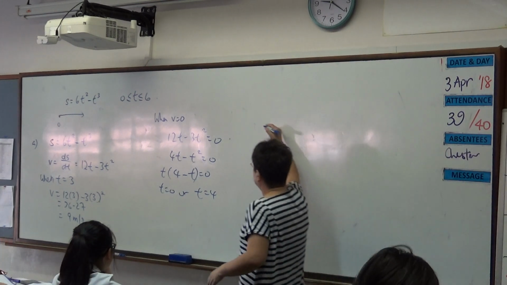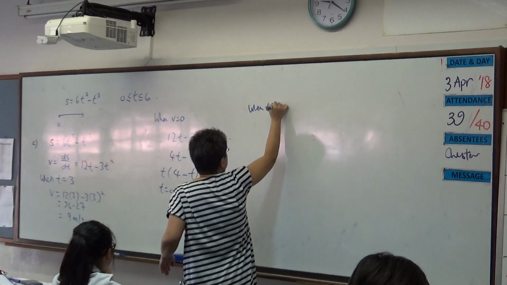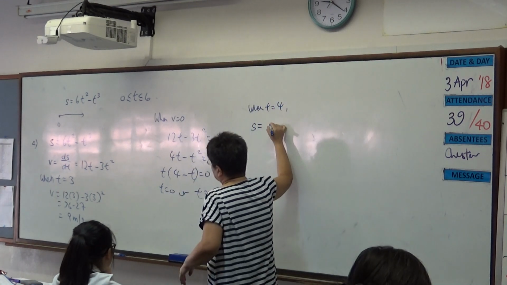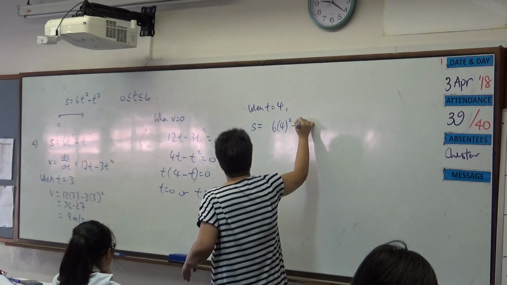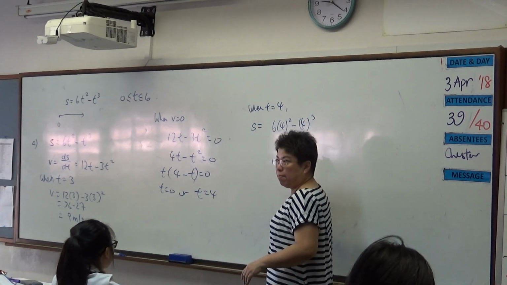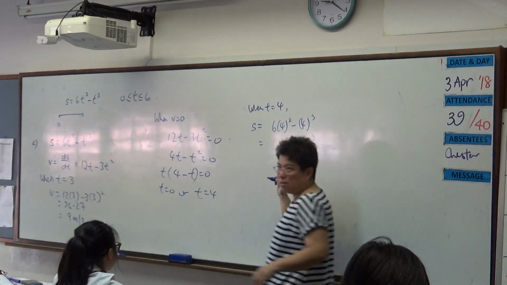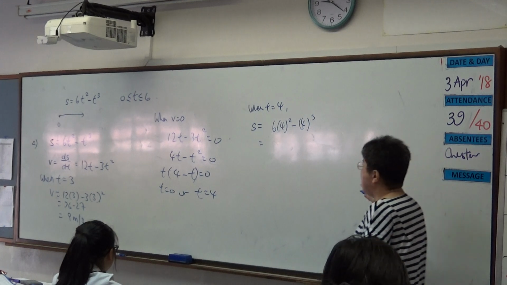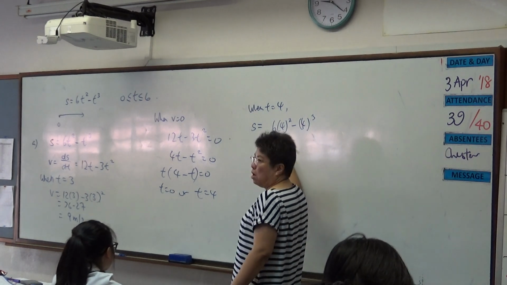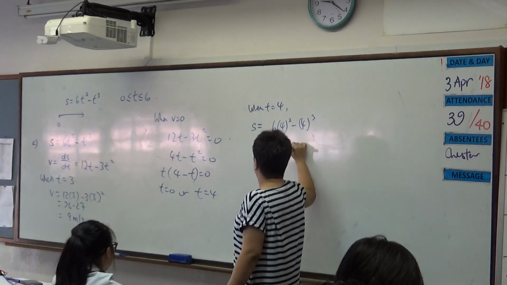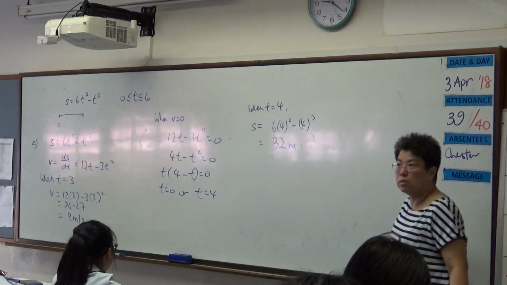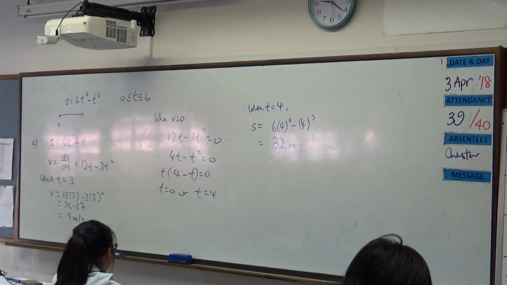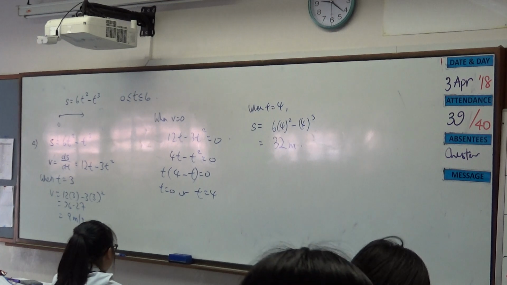So when T is 4, what is S? 6 times 4 squared minus 4 cubed, right? Okay. Correct. So what's the answer? Minus 32, right? So it's 32 meters. Agree, class? Just use your calculator, you can do it already. Everybody clear about this first part?